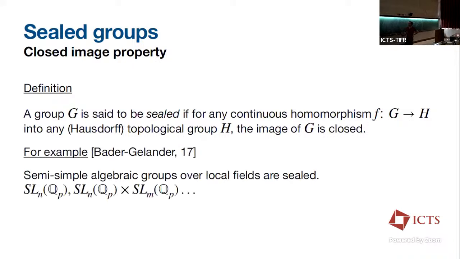And for example, yes, it's true that also simple groups over local fields have this property, in particular over Qp, and so semi-simple. And even in the paper of Bader and Gelander, they studied quasi-semi-simple groups, which you can have automorphism of trees and so on. But they have some paper where they generalize the Hausdorff property. And the question is, what other algebraic groups have this property?